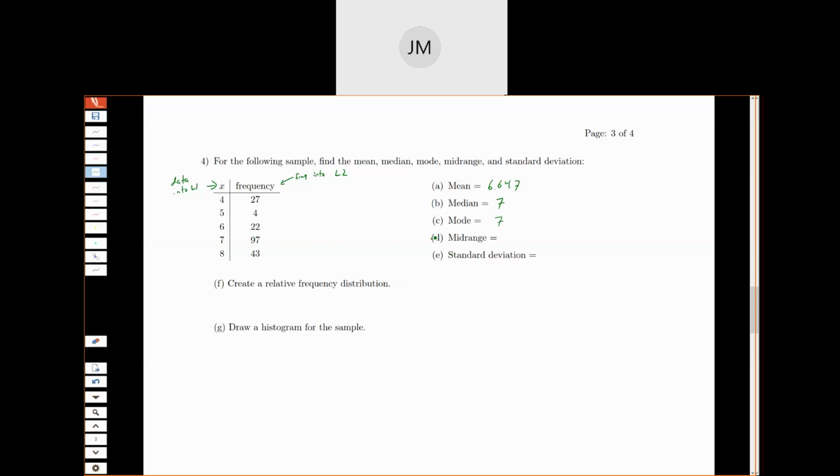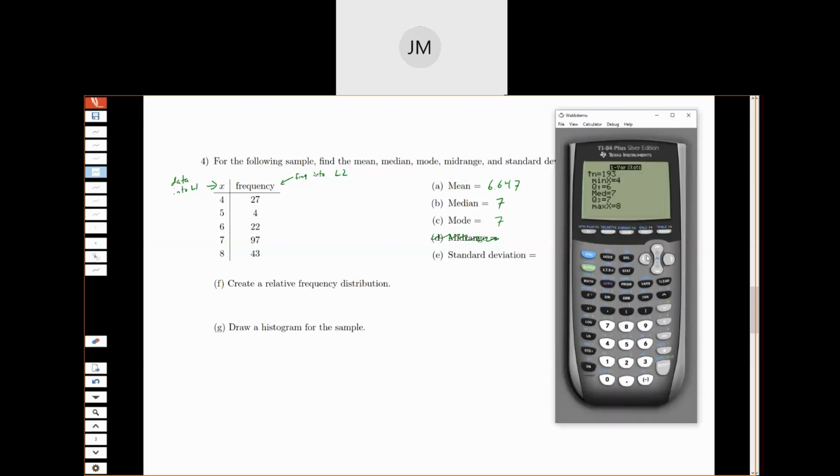Mid-range we can compute, but we're not going to talk about it because we didn't talk about that in our section. I got carried away with the M words here. Mean, median, mode, mid-range. And then the standard deviation. Remember, we always want the S1, 1.25.